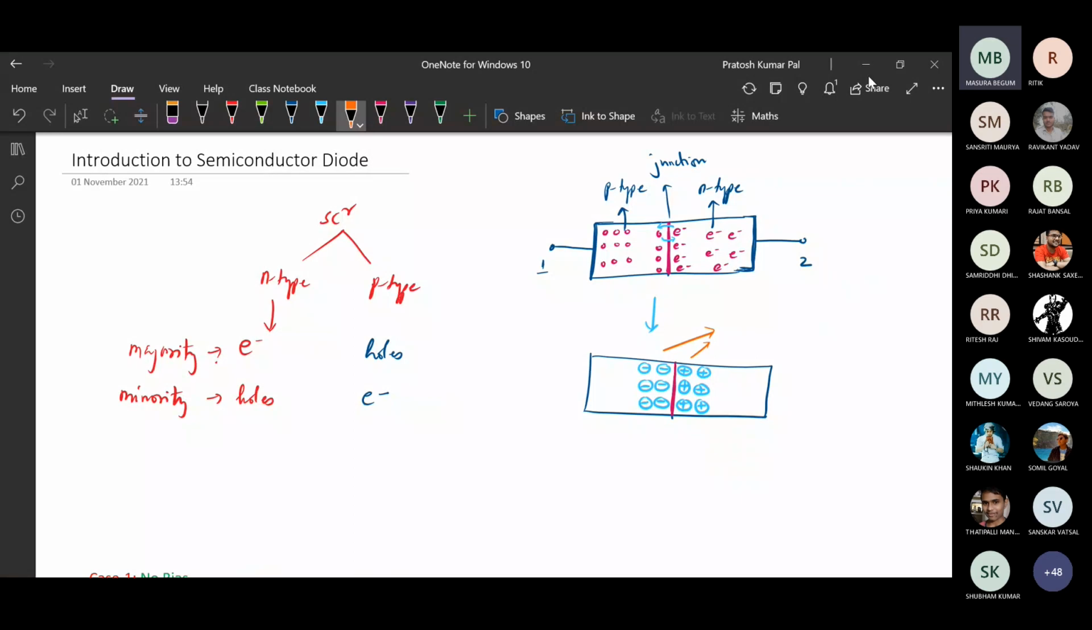And in all other regions, holes will be there, because in p-type holes are in the majority, and in n-type electrons are in the majority. So in the remaining n-type or p-type regions, electrons and holes will be there as usual. Along with that, in the p-type some electrons will also be there as minority carriers, and in the case of n-type, holes will also be there as minority charge carriers.